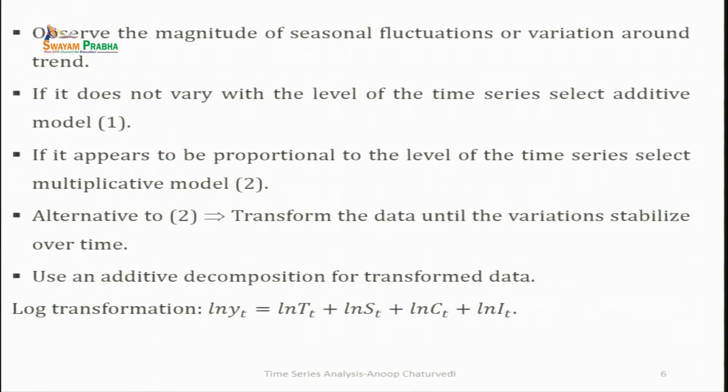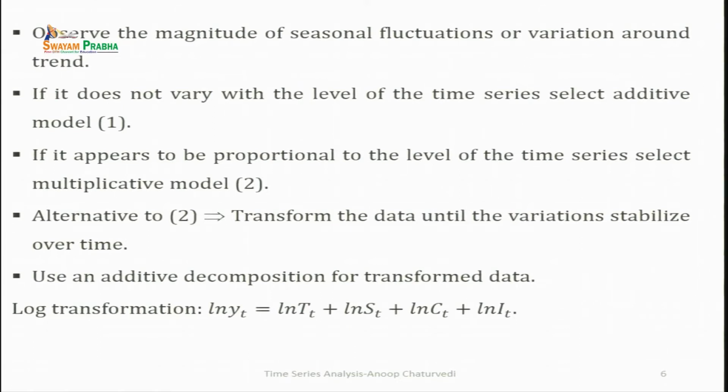Now, we observe the magnitude of seasonal fluctuations or variation around the trend component, because your time series not only has a seasonal component, it may also have a trend component. So, better if we observe the magnitude around the trend component. Now, if it does not vary with the level of the time series, select the additive model, and if it appears to be proportional to the level of the time series, then you have to go for the multiplicative model. Well, I will explain these 2 points later on with the time series plots, when to select the additive model and when to select the multiplicative model.